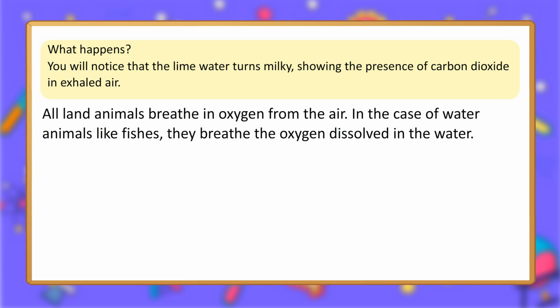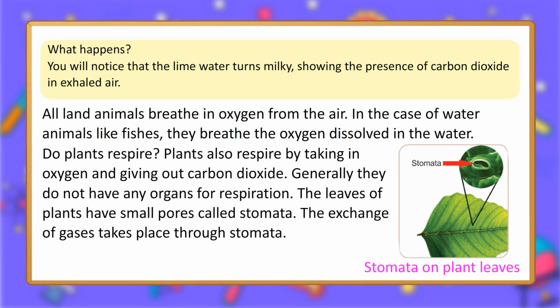All land animals breathe in oxygen from the air. In the case of water animals, like fishes, they breathe the oxygen dissolved in the water. Do plants respire? Plants also respire by taking in oxygen and giving out carbon dioxide. Generally, they do not have any organs for respiration. The leaves of plants have small pores called stomata. The exchange of gases takes place through stomata. Stomata on plant leaves.